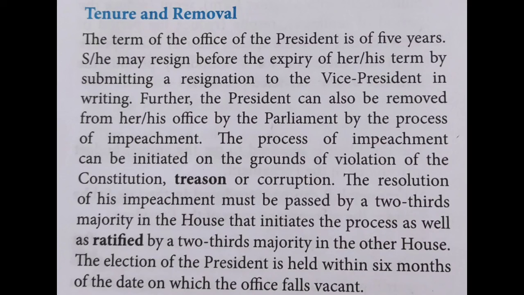Here also you will be asked to write down the term of the President. Then you have to write, generally the term of the office of the President is 5 years, but he may resign before the expiry of his or her term. Okay, he may be removed before his term on the ground of treason, corruption, or violation of the Constitution.